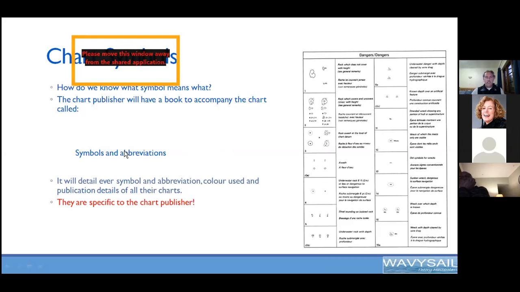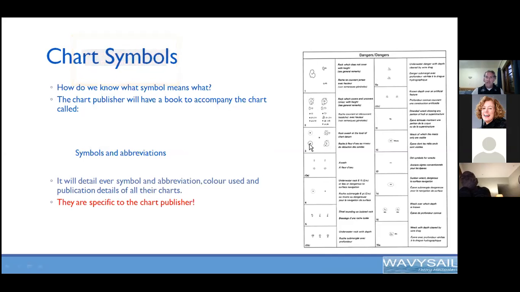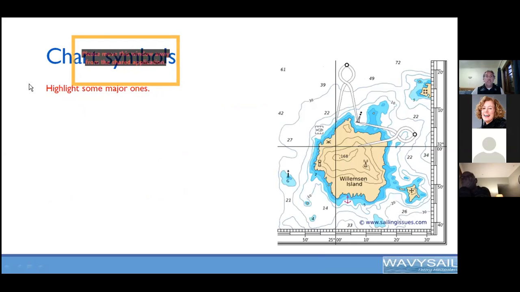On electronic charts, 99% of them, you just double click on whatever you don't know, and it'll normally have a description of what it is. So if it's a wreck, it'll often tell you some information about that wreck. Okay, so there's some major ones that you actually do need to know by heart as a skipper or a potential crew member.